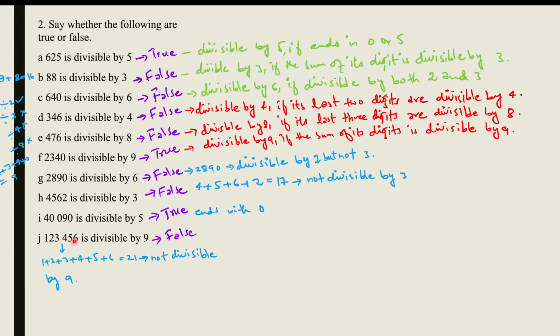123,456, divisible by 9 or not. So for divisibility by 9, we check if the sum of its digits is divisible by 9. So 1 plus 2 plus 3 plus 4 plus 5 plus 6 is equal to 21. 21 is not divisible by 9, therefore we can say that this number is not divisible by 9. It's false because it's not completely or evenly divisible. It's not giving us a whole number. So we can also say that 9 is not a factor of this number.